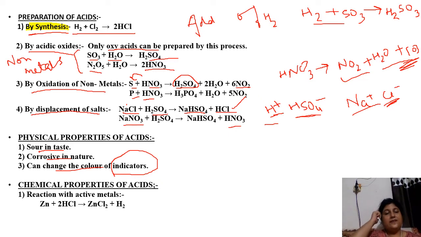Now the other thing is the chemical properties of acid. When acid reacts with active metals such as zinc, what will happen? Zinc replaces this hydrogen from over here and results in the production of zinc chloride. What has zinc done? It has displaced the hydrogen from here, and it results in the formation of zinc chloride and hydrogen gas. Okay.